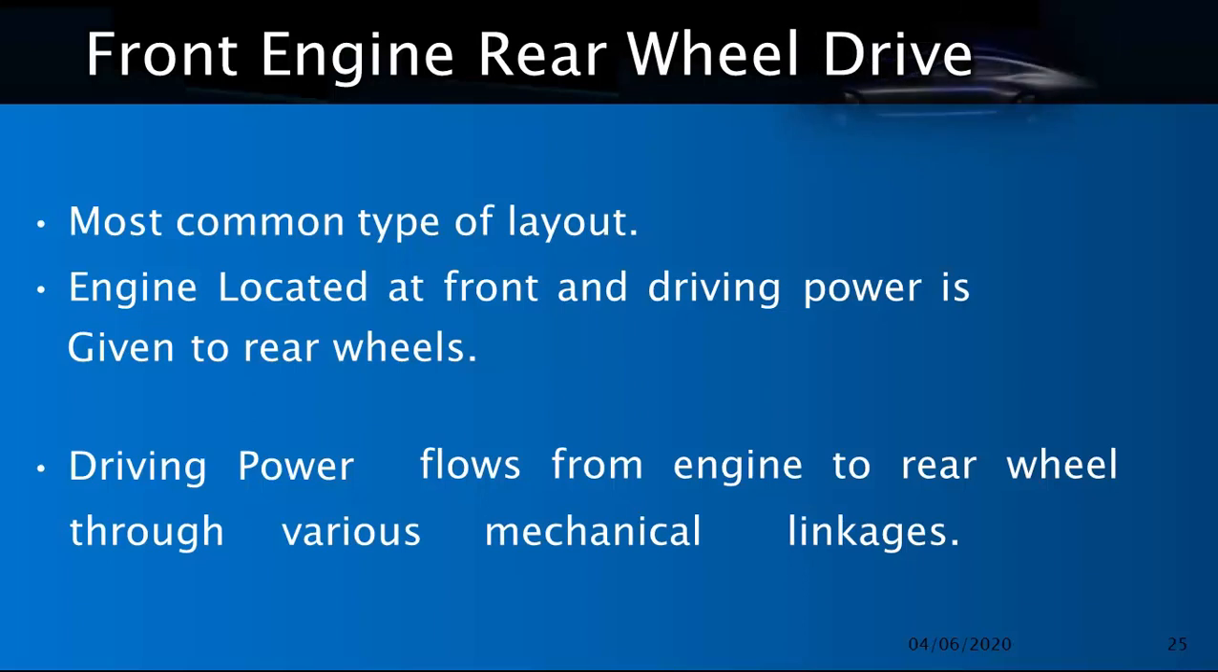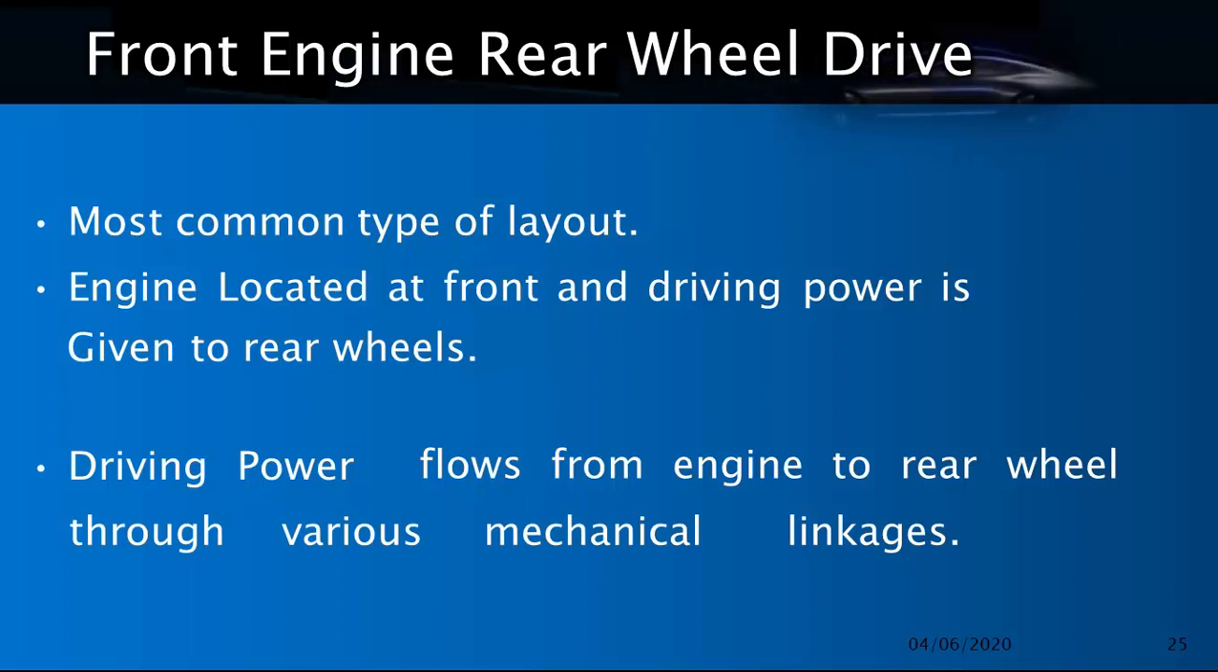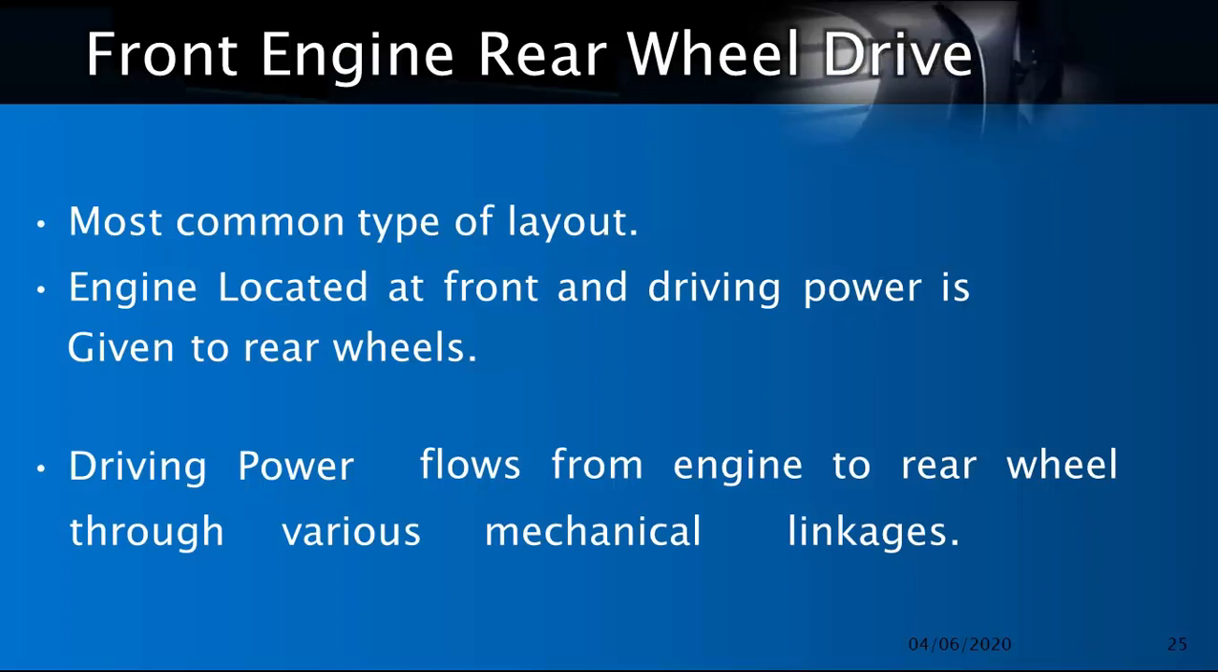So front engine rear wheel drive is the most common type of layout, and engine located at front and driving power is given to the rear wheels. Driving power flows from engine to the rear wheels through various mechanical linkages like transmission and propeller shaft, right? So this was the front engine rear wheel drive.